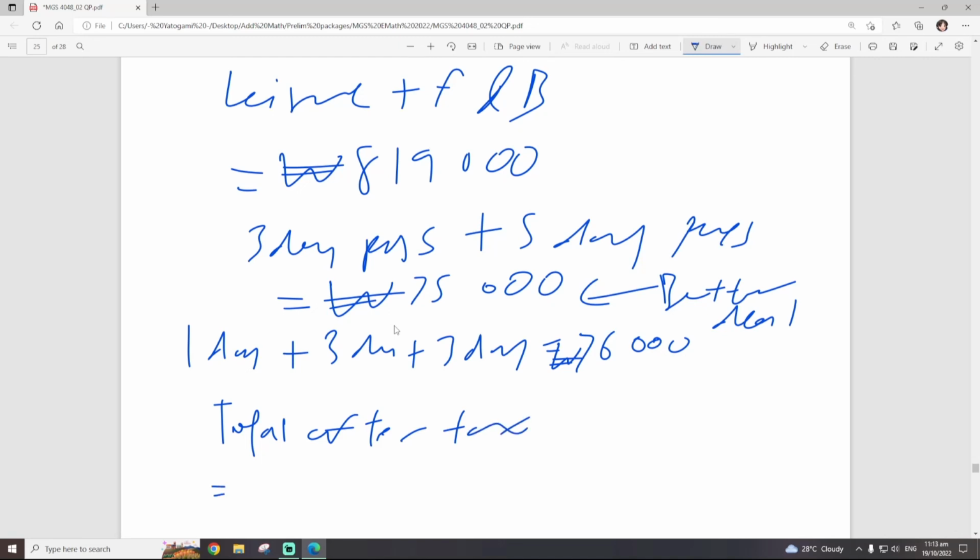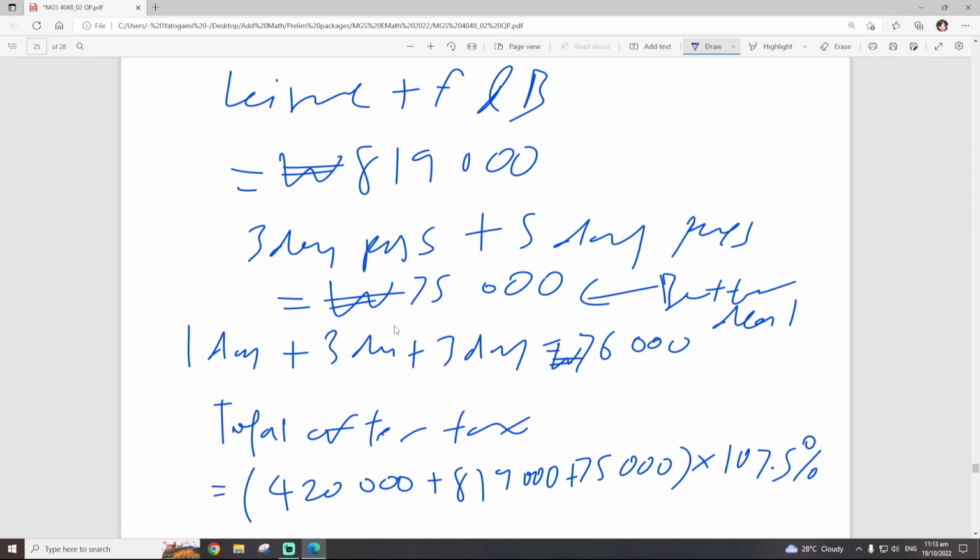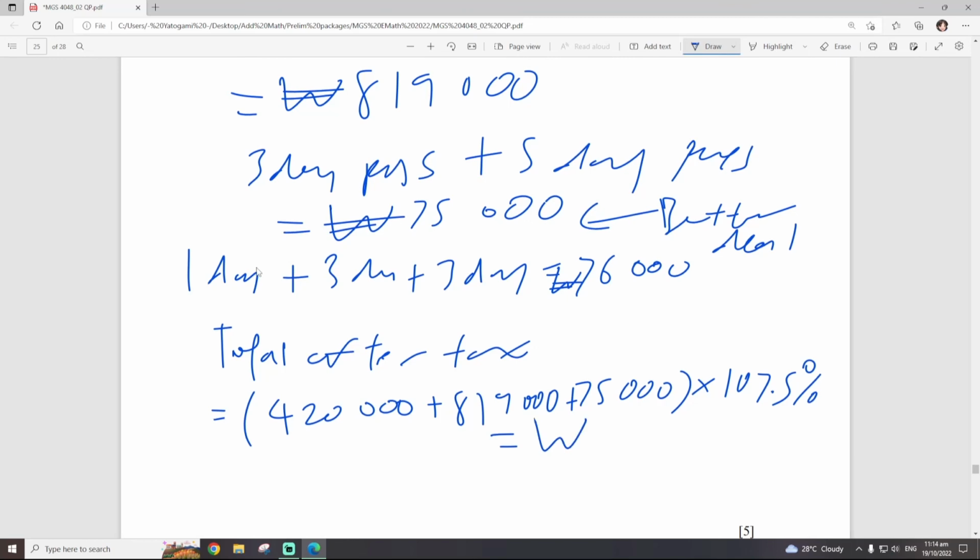So now you add the costs up. 420,000 plus 819,000 plus 75,000, and then multiply that entire thing by 107.5%. Okay. And you will get Korean won of 1,412,550.